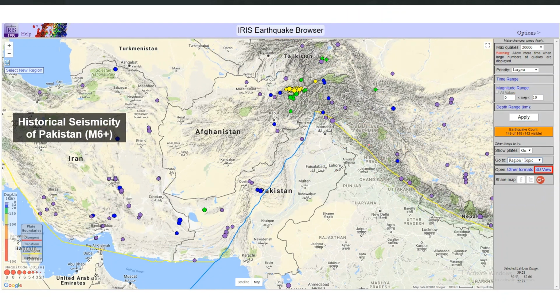This is the same IRIS earthquake browser, but now I have selected a different magnitude range, magnitude 6 plus. You can see here 6 plus. So you can see here that several large magnitude earthquakes are concentrated in the Hindu Kush region, but they are deep. Some of them are located close to the main plate boundary.